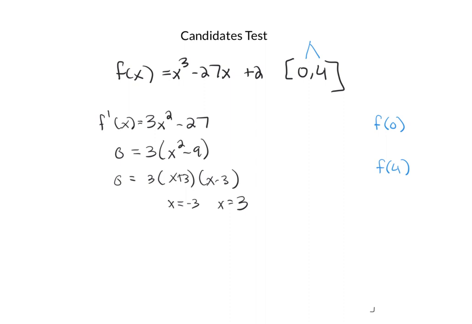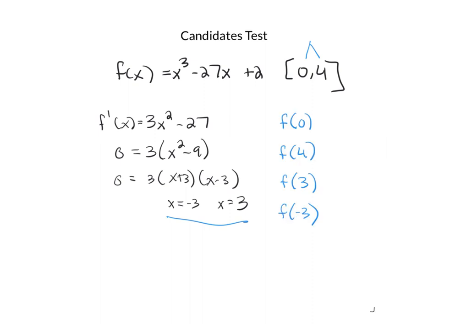So in addition to the endpoints, I need to consider these critical points. But actually, because we are on this closed interval from 0 to 4, we actually don't want -3. It doesn't even fit on the closed interval. So now we're just going to substitute 0, 4, and 3 into the original function. F of 0 equals 2. When you plug in 4, f of 4 equals -42. And then f of 3 equals -52.